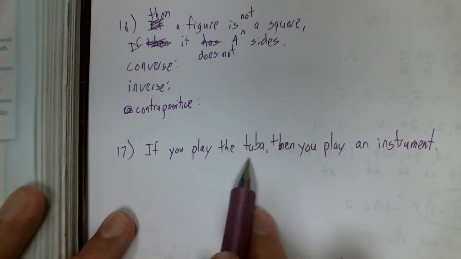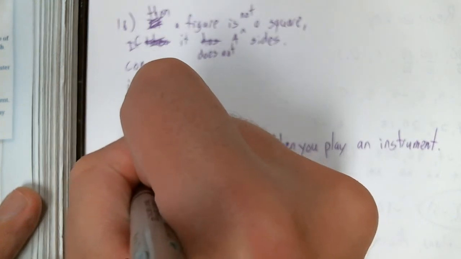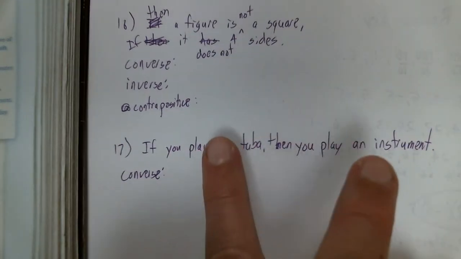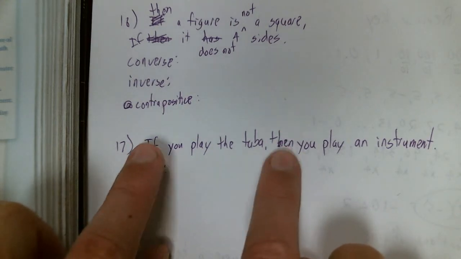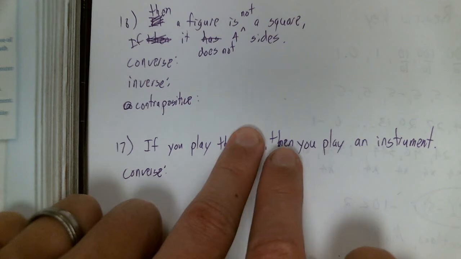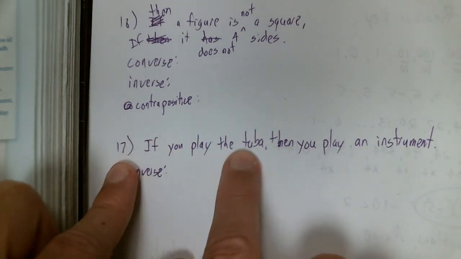Okay? If you play the tuba, then you play an instrument. All right? Converse, I'm going to switch the shoes. I'm going to switch these two statements. Once again, I'm basically switching the if and the then. So these guys will switch. So over here, this will become an if. If you play an instrument, that becomes a then. Then you play the tuba.